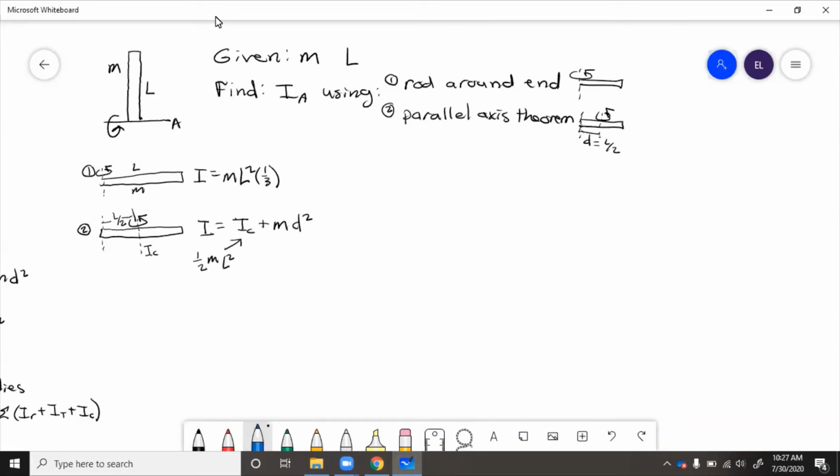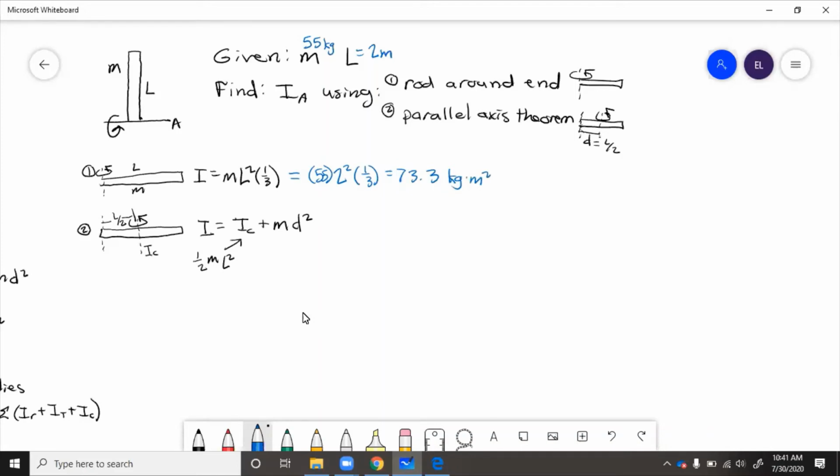So for some numbers, my mass is 55 kilograms. And length, say with arms extended, length comes out to be 2 meters. So now we'll work the problem both ways and make sure that we get the same answer. So for the first one, we'll have 55 times 2 squared times 1/3, which equals 73.3, units are kilograms for the mass times meters squared for that distance.